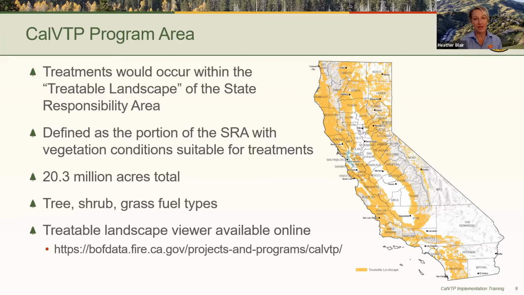And so given this method, the treatable landscape is highly pixelated, and in some areas it really is quite the checkerboard. And so the checkerboard nature of the treatable landscape will be relevant in part 2 of this training when we discuss treatments that extend outside of the treatable landscape and that can still be covered by the CalVTP. So in total, the treatable landscape comprises 20.3 million acres in California. It includes tree, shrub, and grass fuel types. The Board of Forestry has a GIS-based treatable landscape viewer on its website, and it's linked here on the slide. Next slide, please.